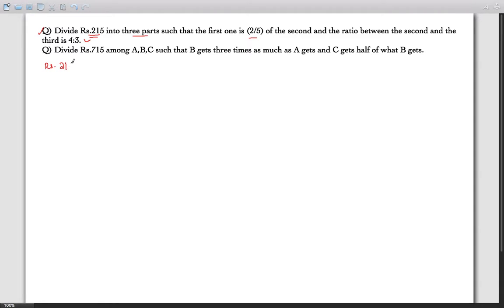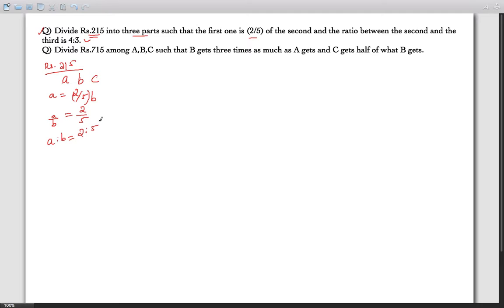It is rupees 215. You're supposed to divide this rupees 215 into three parts. Let us say the three parts are A, B and C. What is given? That the value of the first one is 2/5 of the second. You understand? So A is 2/5 of the second, that is B. If I assume this is the first value, second and C is the third, then A must be 2/5 of B. That means to say A by B is 2 by 5. Alright. So I can write this as A is to B is 2:5.